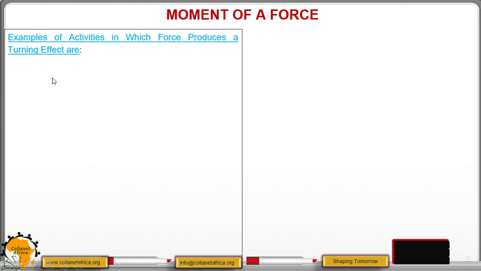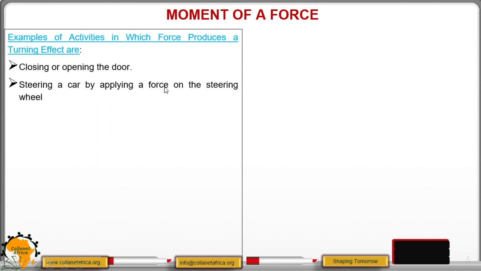We have these activities which include closing or opening the door. You realize that if you apply a lot of force in opening the door, it will open very easily because the moment of force is also great. Then we have steering a car by applying force on the steering wheel. There is also that turning effect, whereby the steering wheel is not moving, but it is just turning. You need to note that difference. Then we have turning a water tap, or opening the water using that tap. In the real sense, the tap does not move from where it is, but it just rotates around the axis.